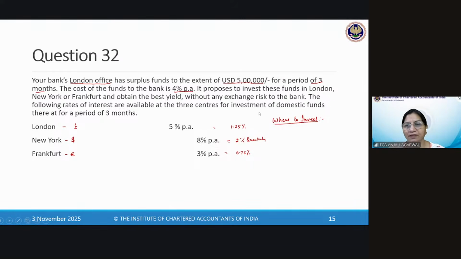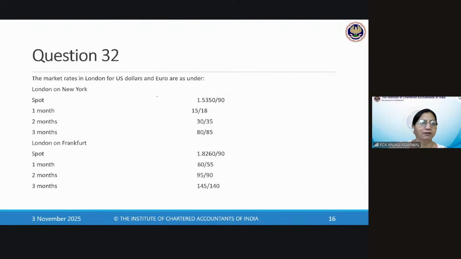Where will you like to make the investment? Further information is given. The question is continued here. The market rates in London for US dollar and euro are as follows. London on New York: spot, 1 month, 2 months, 3 months. So we are not interested in 1 month and 2 months because we'll make an investment and we will see how much we get after 3 months.